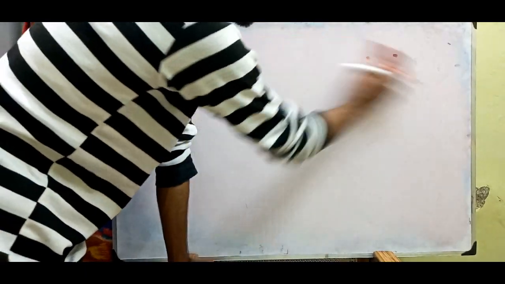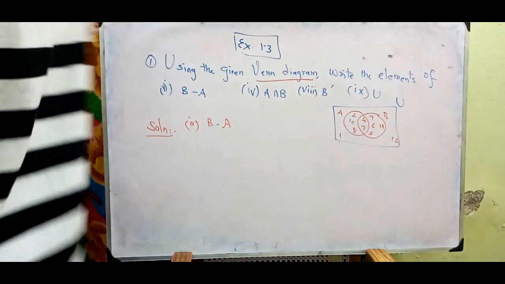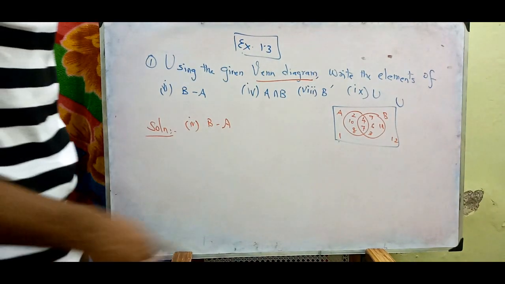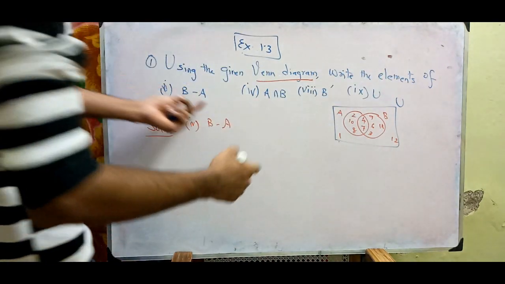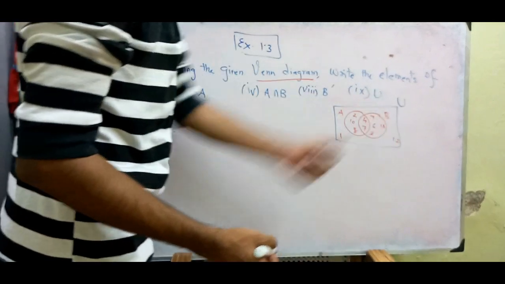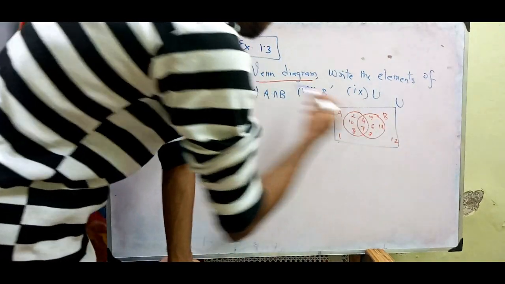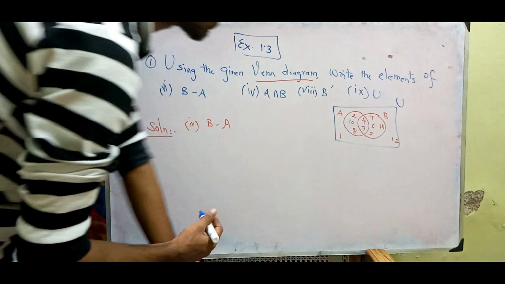Okay, let us go for symmetric difference. Okay, so let us start with exercise 1.3. Using the given Venn diagram, write the elements of B minus A, A intersection B dash, and U. Here is a Venn diagram for the required questions.